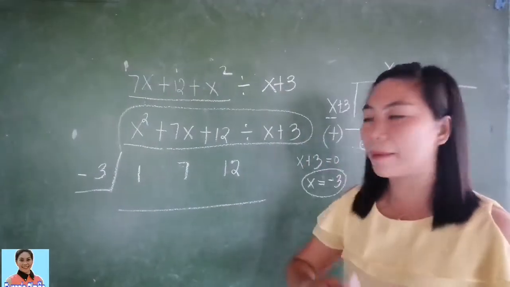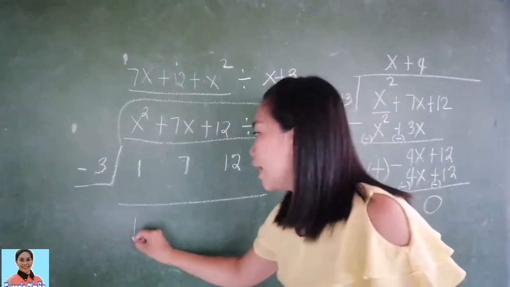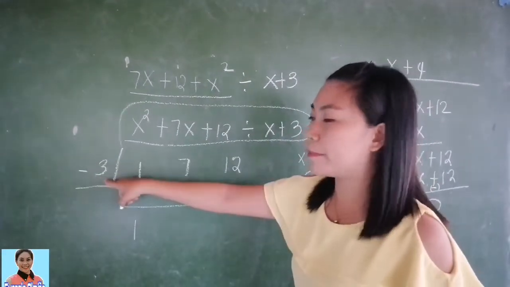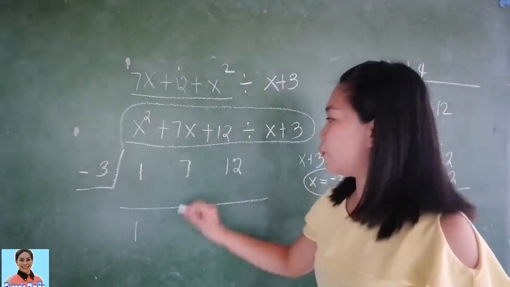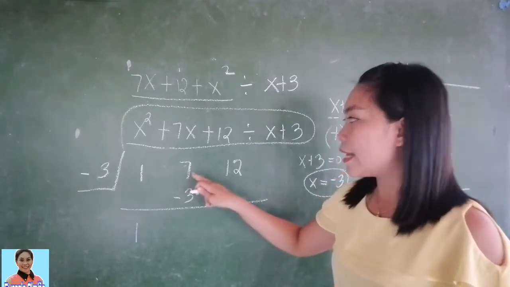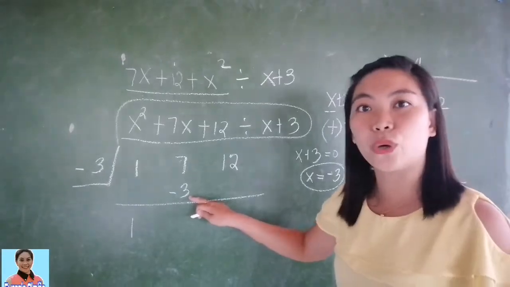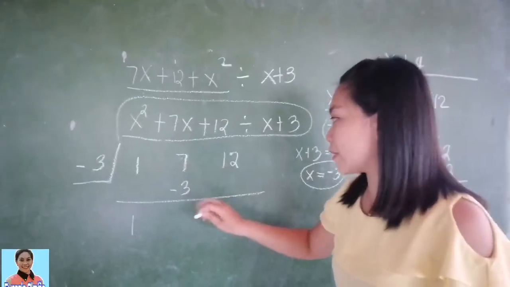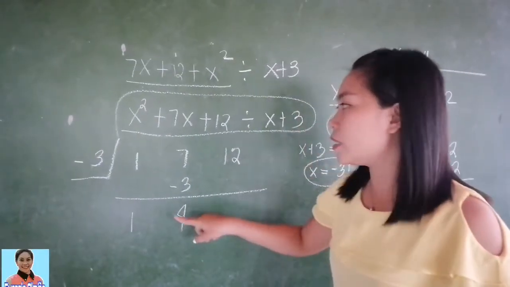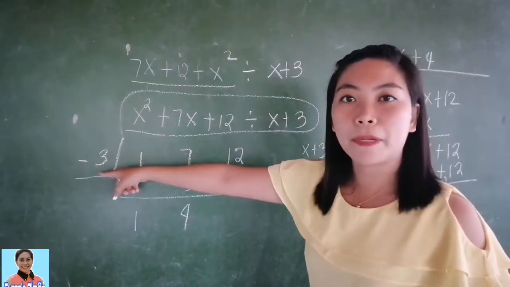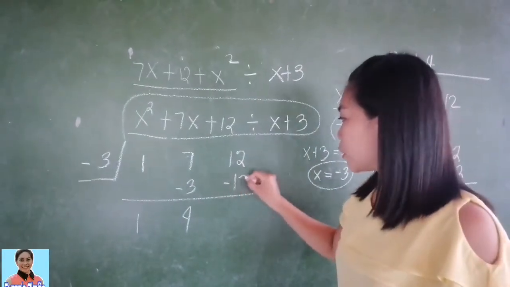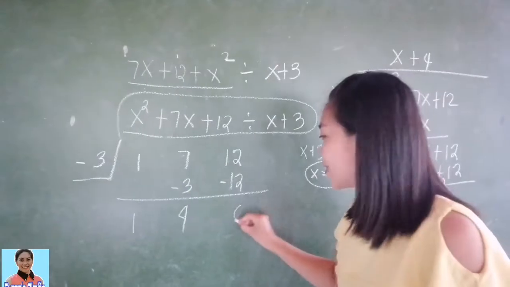Then, what will happen? We have to bring down 1. Then, 1 multiplied by negative 3. What's the answer? Of course, negative 3. Then, 7 plus negative 3. Of course, unlike sign. So, we have to subtract. So, 7 minus 3, you have positive 4. Then 4 multiplied by negative 3, you have negative 12. So 12 minus 12, you have 0.